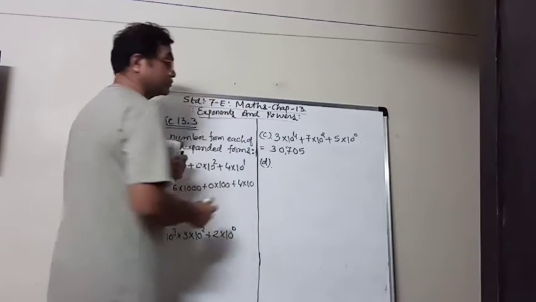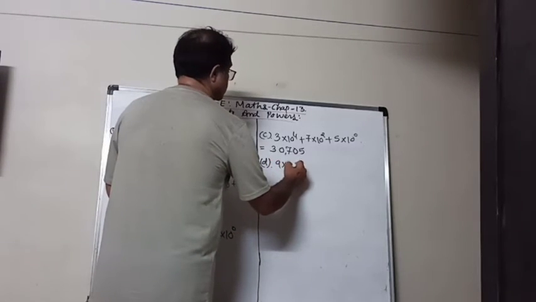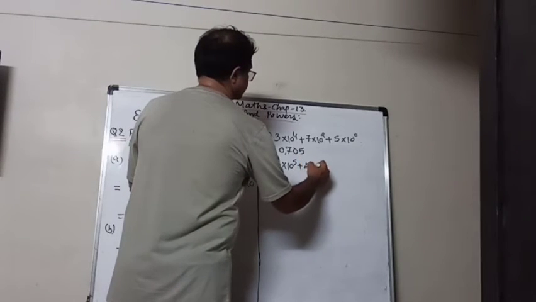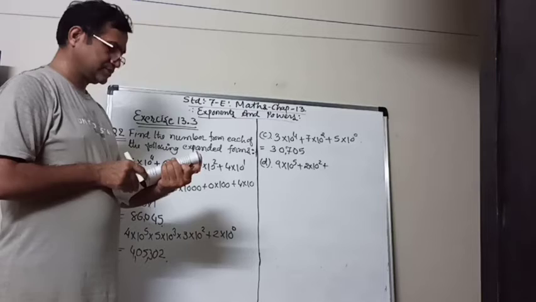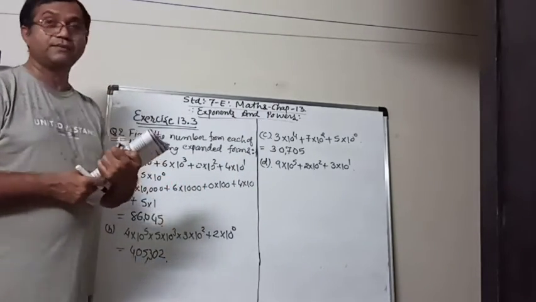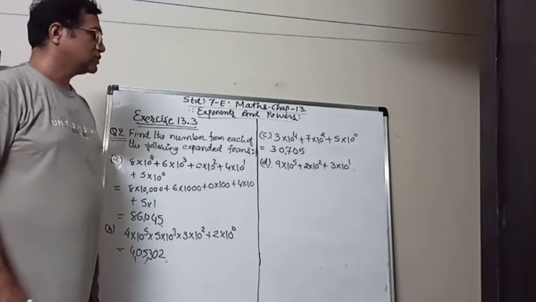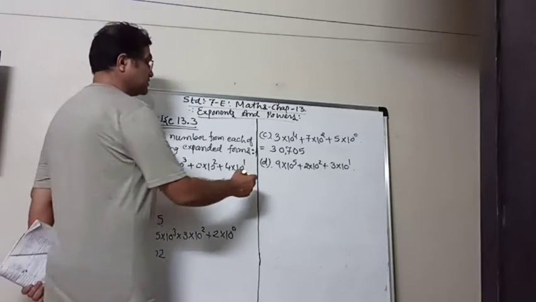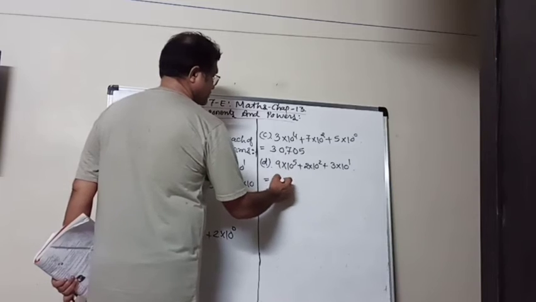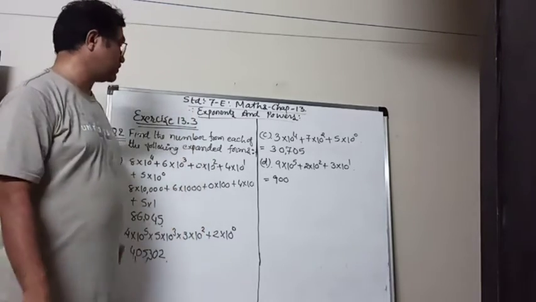Then the D. In D, 9 into 10 raised to 5, plus 2 into 10 squared, plus 3 into 10 raised to 1. So here we can see that it is more confusing. Here also there are chances to make a mistake. First is 9, 10 raised to 5, then the 4 power is not there, the 3 power is also not there. So we should place 2 zeros here.